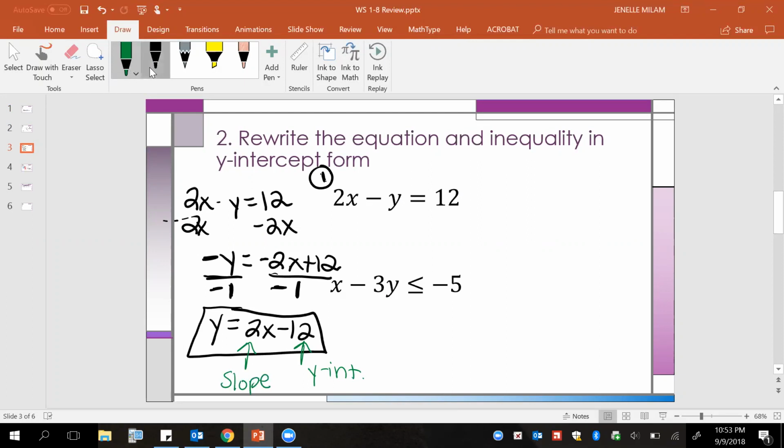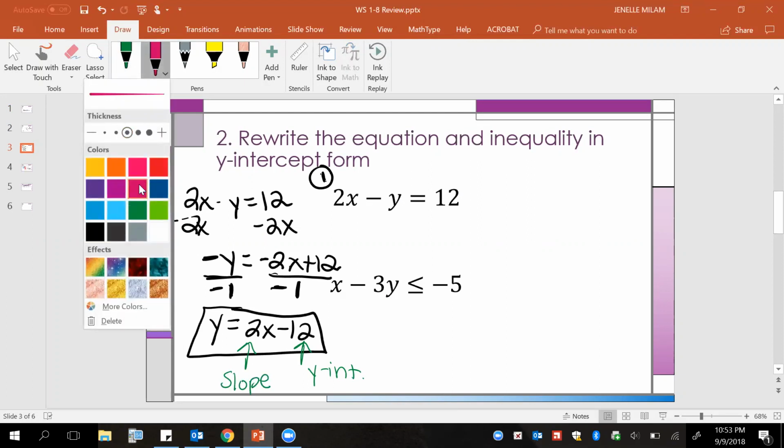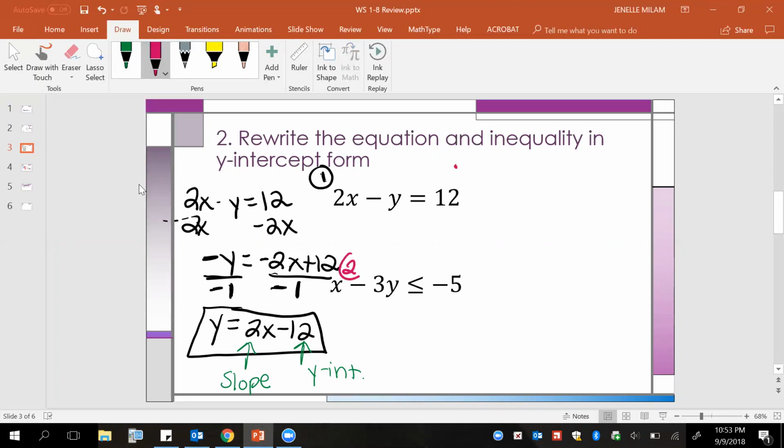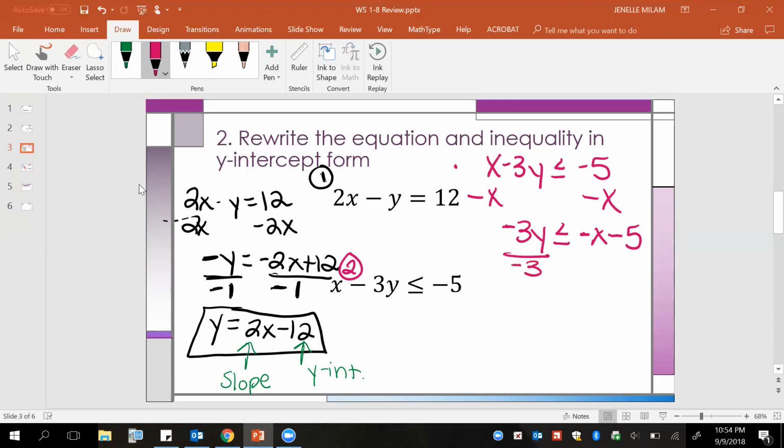Okay. The other one, the second equation, I've got x minus 3y less than or equal to negative 5. Again, subtract x, subtract x. So I get negative 3y less than or equal to negative x minus 5. You cannot combine these. The 5 doesn't have an x. This is an x. You cannot combine them. You've got to leave them separate. Then you divide by negative 3.